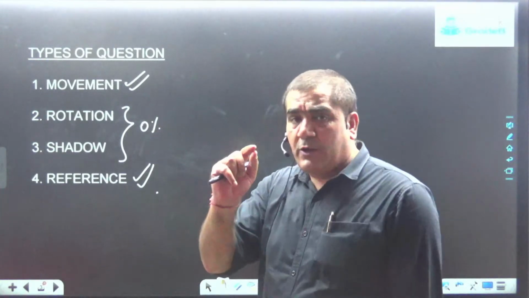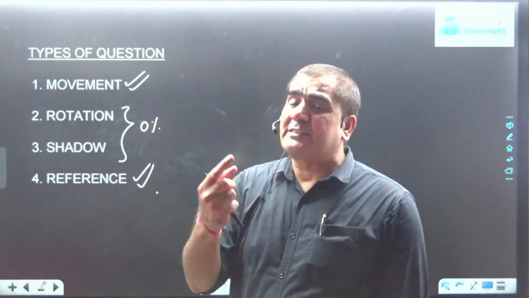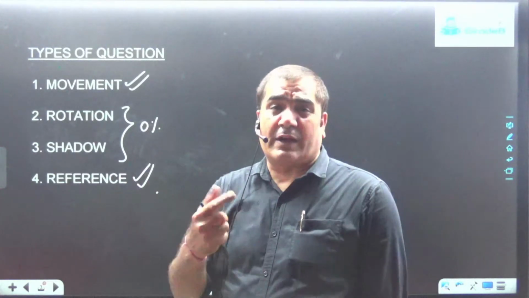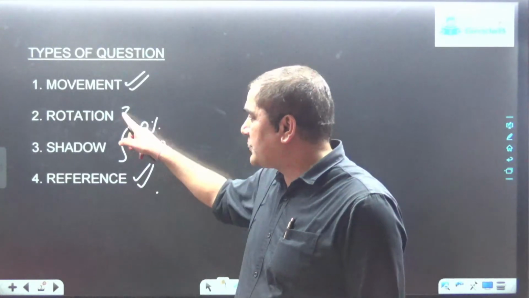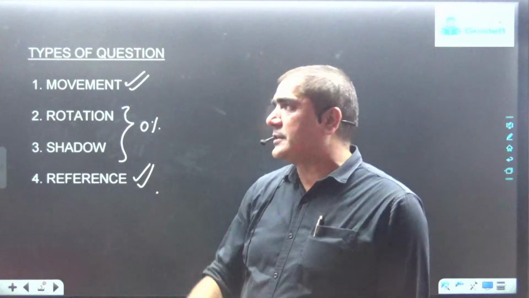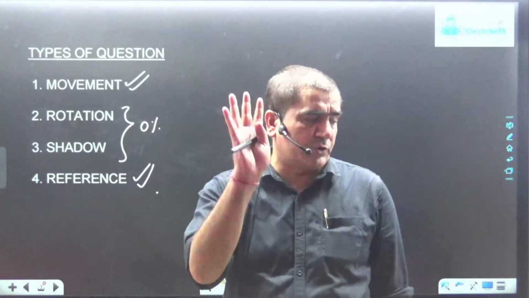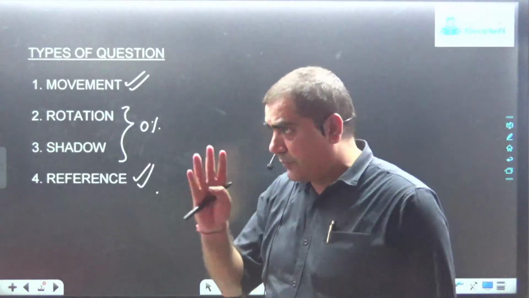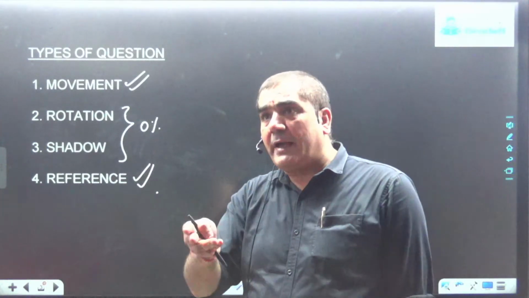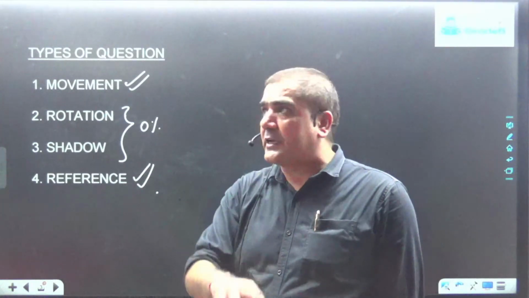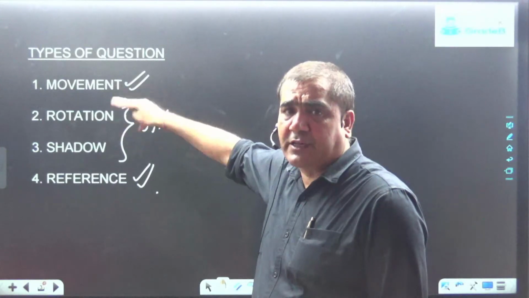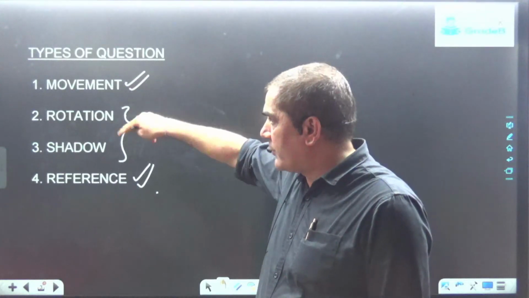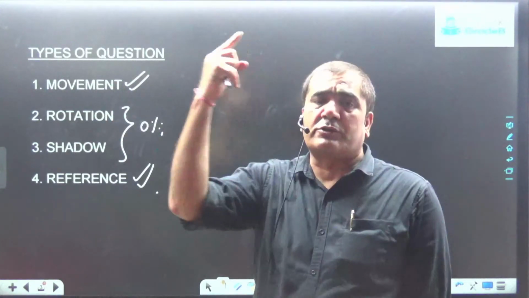See, if you are preparing for some other government exam like SSC, railways, or UPSI, in that case these 2 are going to come. But in banking examinations, rotation and shadow are not going to come for sure. But still some part of it we will cover in the class, because in banking examinations, sometimes they use the concept of movement plus rotation. From these two parts together, they will ask one question in the exam.